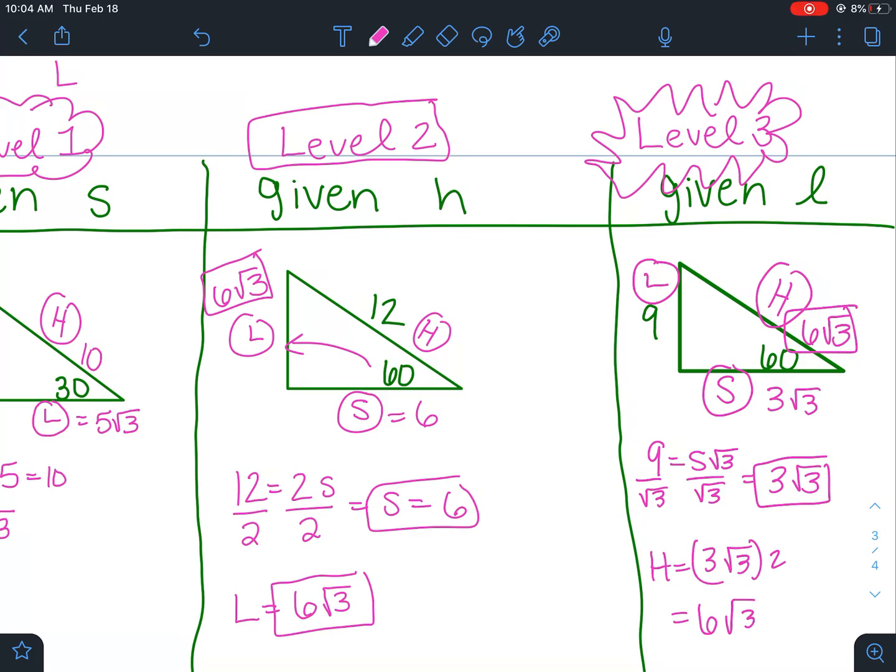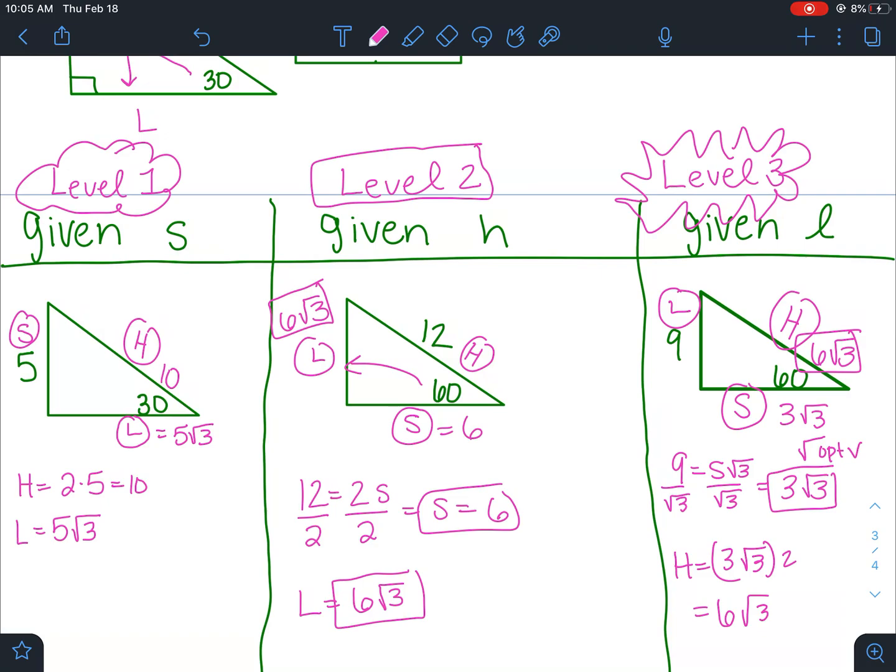Make sure on the test, to get that square root symbol, you're going to press Option V. All right guys, that is all that I have.